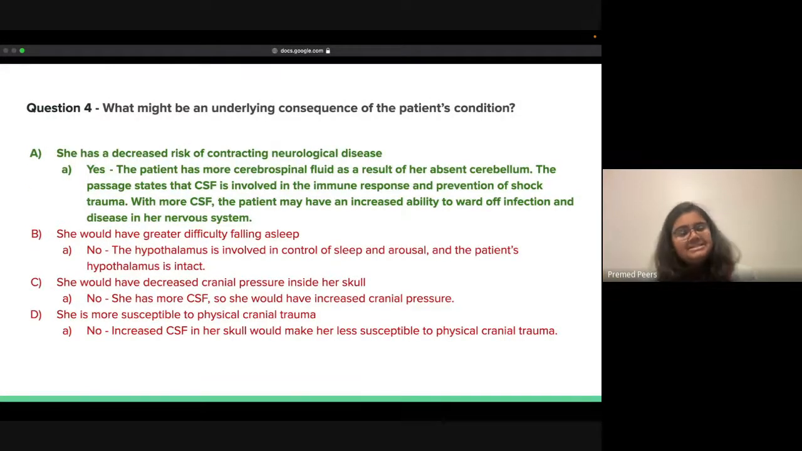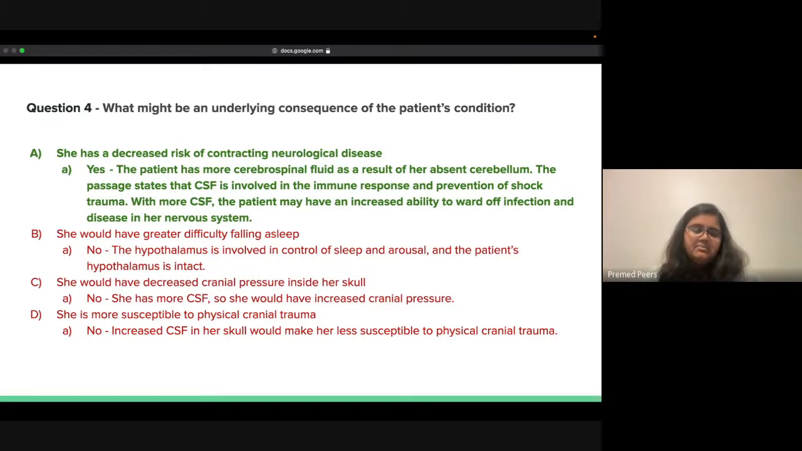So that means that A is the correct answer. She has a decreased risk of contracting neurological disease because the passage states that CSF is involved in the immune response and prevention of shock trauma, and the patient has more CSF as a result of her absent cerebellum. That area has been filled with more CSF. So with more CSF, the patient might have an increased ability to ward off infection and disease in her nervous system.